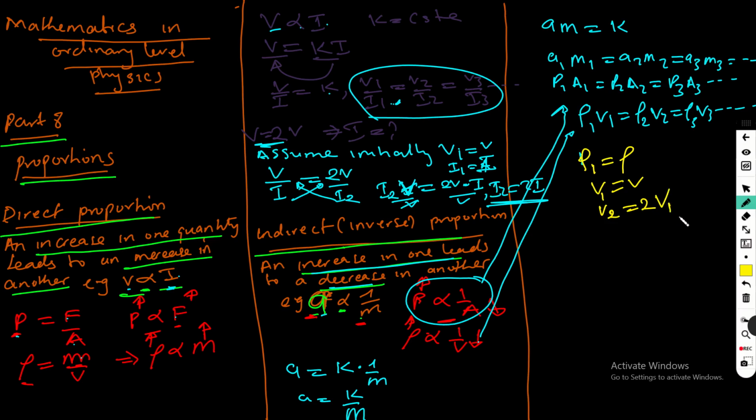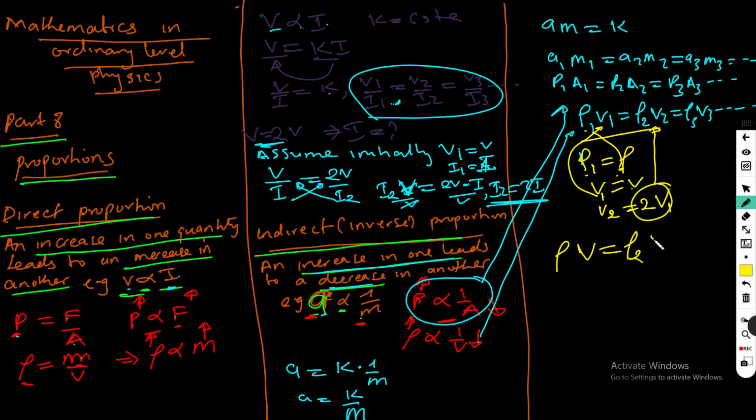So now, how do you do it? You come now, put it back here in this equation. So you have rho 1, you substitute. Where you have rho 1, you put rho. Where you see V1, you put V. So you put rho V is equal to rho 2. We are looking for it, we don't know. V2. So where you have V2, you put this one.